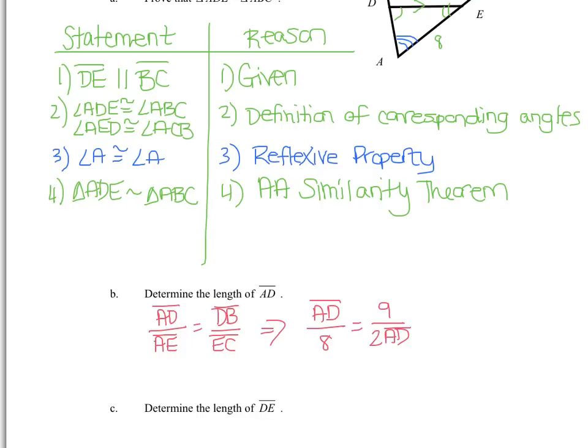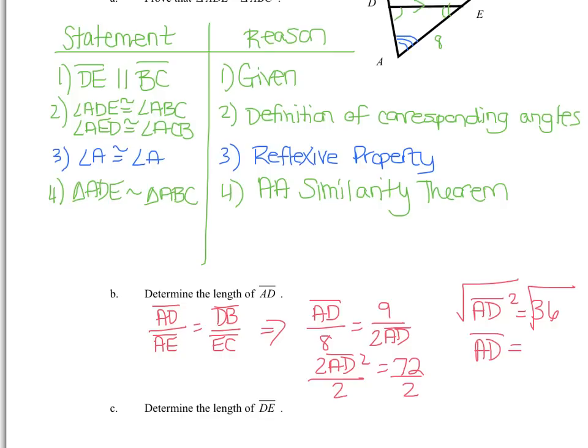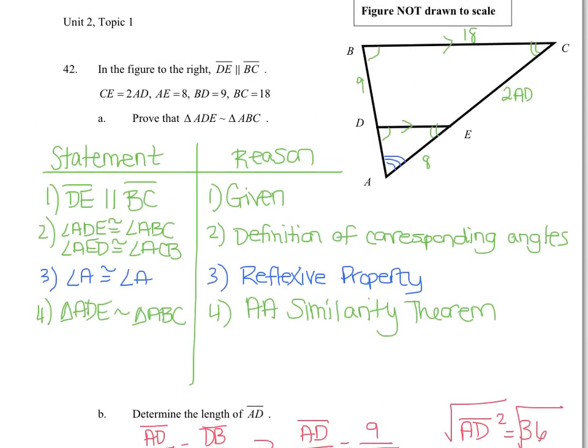So if we cross multiply, we're going to have 2AD squared equals 9 times 8, which is 72. So AD squared is going to equal 72 divided by 2. If I divide both sides by 2, that gives me 36. If I square root both sides, yes, we have plus or minus, but we can take out the negative because you can't have a negative length. So AD is going to equal 6. If I move back up here, I'm going to put in 6 here, and I'm going to put in 2 times 6, which is 12.